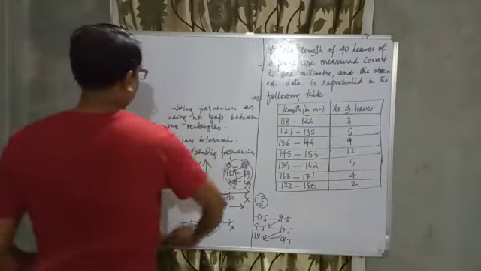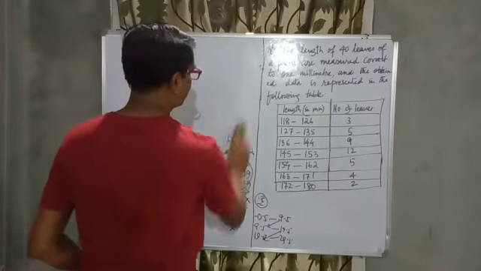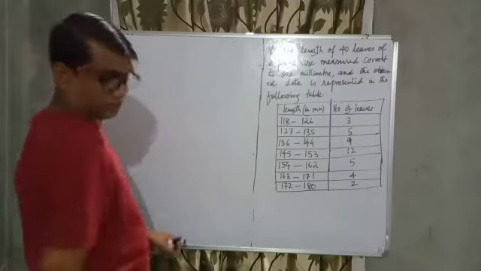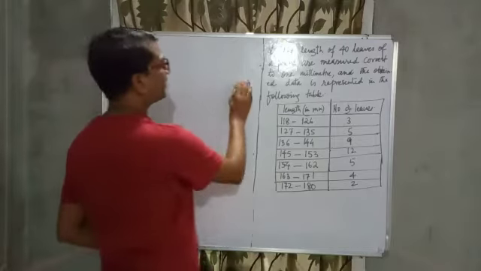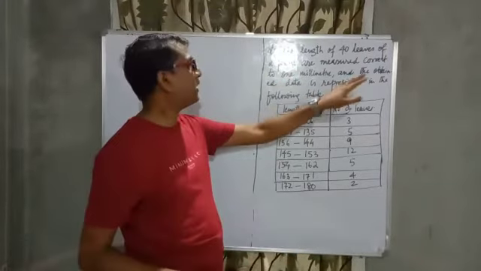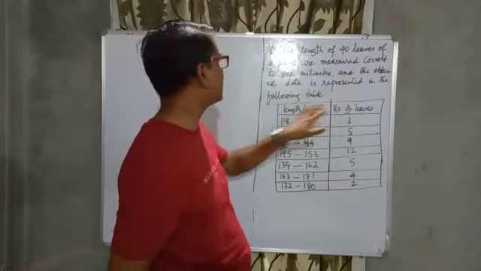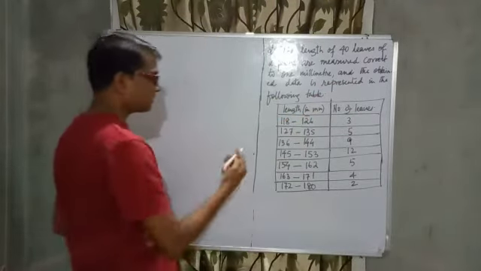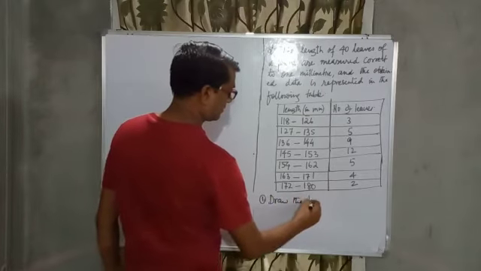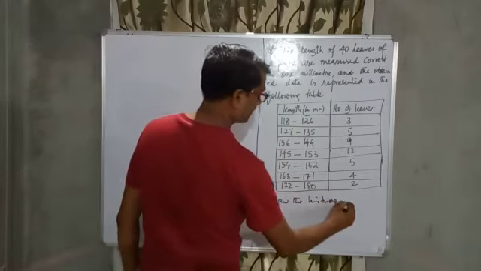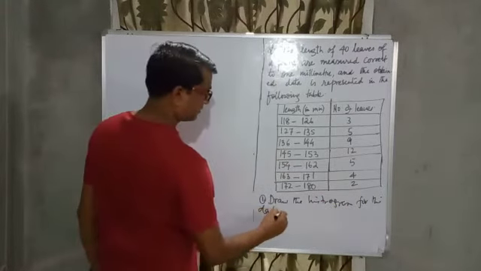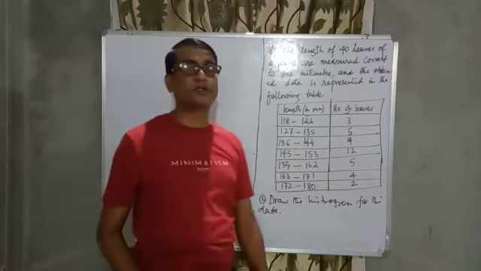Let's see the question. This is also a textbook question. The question is that the lengths of 40 leaves of a plant are measured correct to 1 millimeter, and the obtained data is represented in the following table. Draw the histogram for the data.